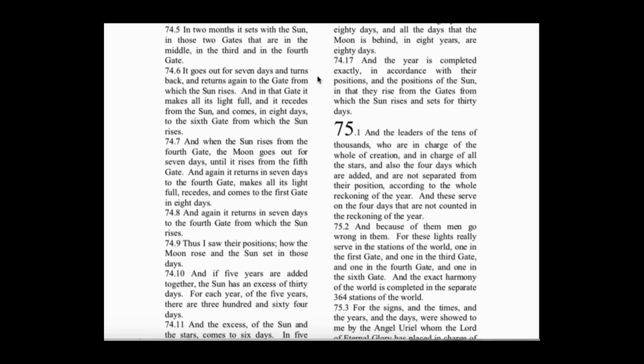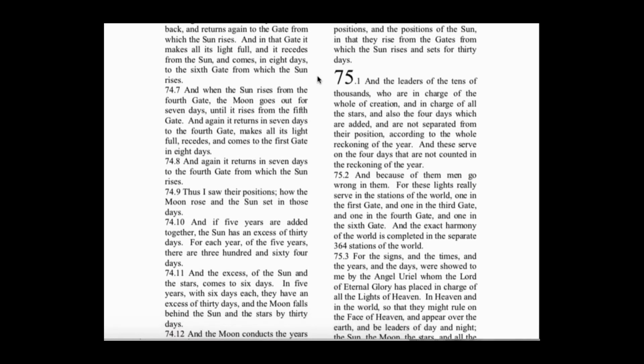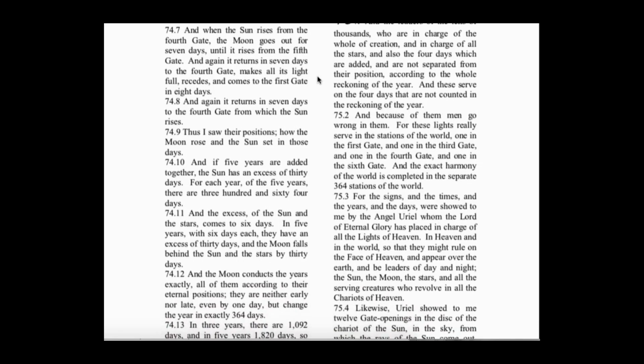So then, I forgot which one I stopped at. So I will go from chapter 74:7. And when the sun rises from the fourth gate, the moon goes out for 7 days until it rises from the fifth gate. And again, it returns in 7 days to the fourth gate, makes all its light full, recedes, and comes to the first gate in 8 days. And again, it returns in 7 days to the fourth gate from which the sun rises.